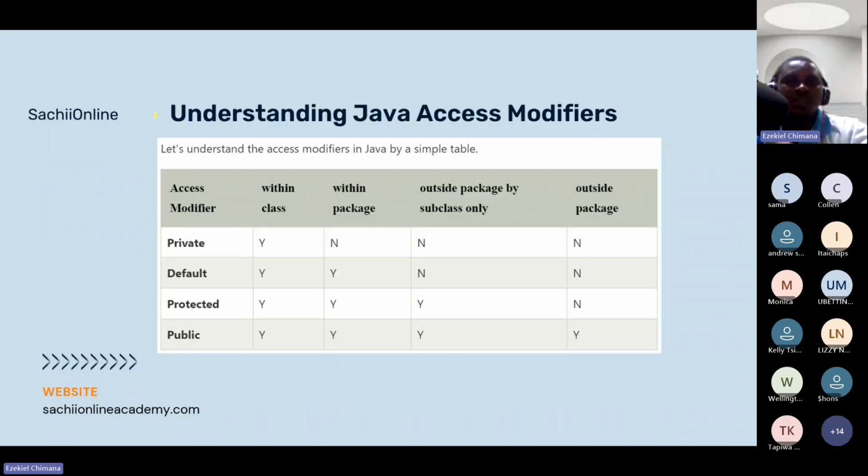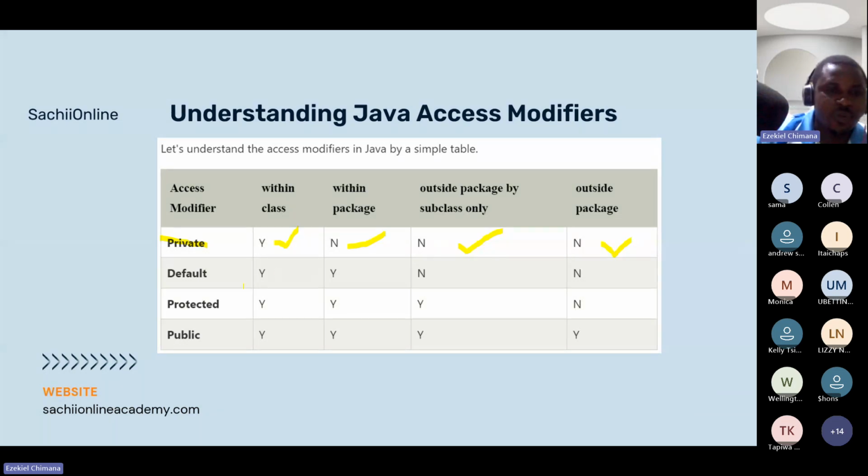Okay, so understanding the Java access modifiers, this is just like, guys, the summary. If you mark it private, it's obvious that if you are within the same class, you can access it. Within the same package, no. Outside the package by subclass only, which is through inheritance, no, and also you cannot access it outside the package. We are going to demonstrate this.